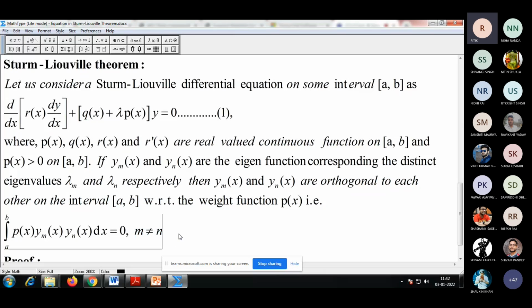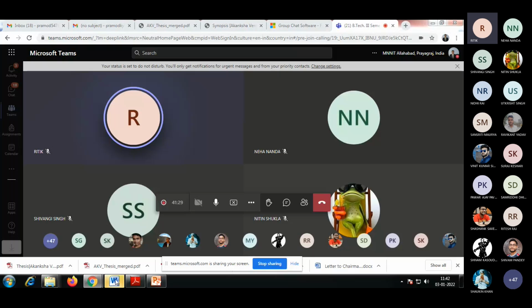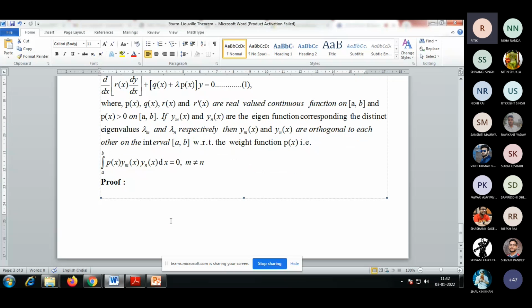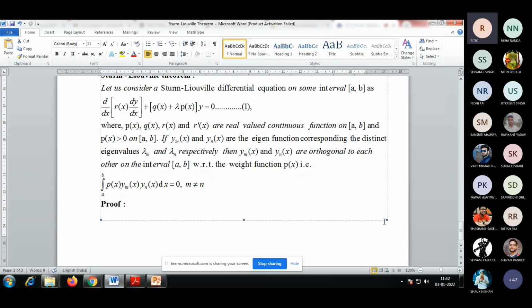So it is a very good result. If we have this differential equation and it has two different eigenfunctions corresponding to distinct eigenvalues, then both functions will be orthogonal with respect to the weight function p(x). What is p(x)? It is nothing but the coefficient of lambda. So we need to prove this theorem. I'm not going to prove this theorem; you may try to prove it. This is the result which we need to discuss here.